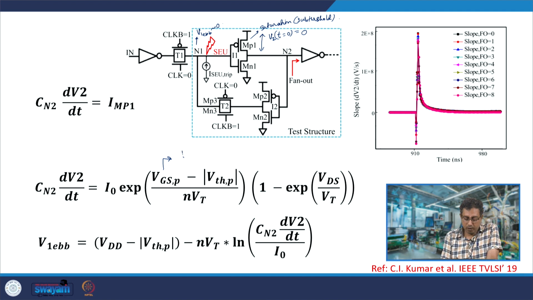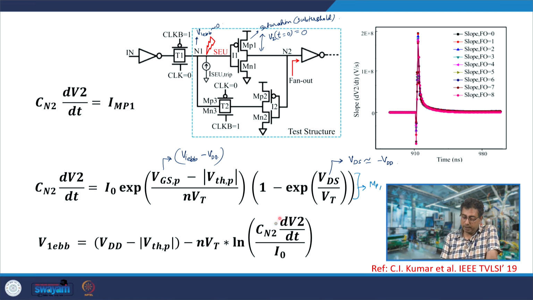VGS is V1ebb minus VDD. So if you substitute this, you get this value of V1ebb. This is, VDS is nearly equal to minus VDD for the PMOSFET. All this is for P1. Okay, so solving this we get this expression.